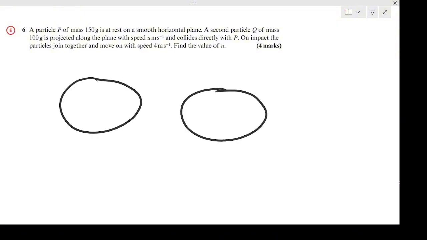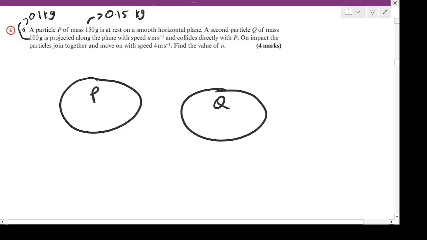So I've got P and Q. Now P has mass 150 grams. However, that's not in the standard units. We need that in kilograms. So 150 grams in kilograms is 0.15, if you divide by 1,000 to get it in kg. Likewise, Q has 100 grams, so that's 0.1 kg. So we must convert it into kilograms, our standard units. So 0.15 kg for P and 0.1 kg for Q. So that's the first thing. We're hopefully happy with that.